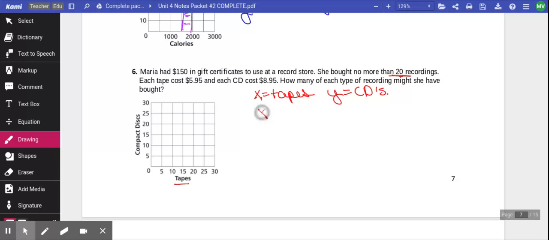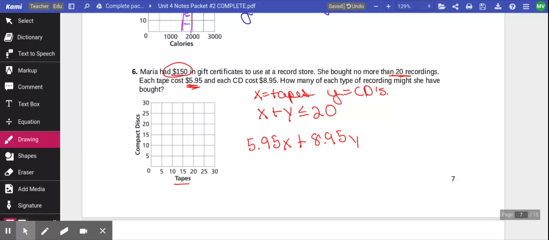So I have no more than 20. So that means x plus y is less than or equal to 20. Now, as far as money, $5.95 per tape, so that's 5.95x plus 8.95y. And she has to keep it under the 150, so it's less than or equal to 150.